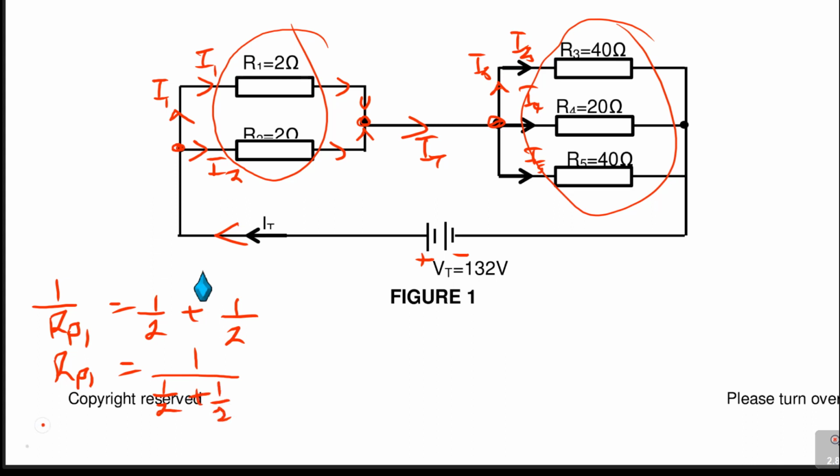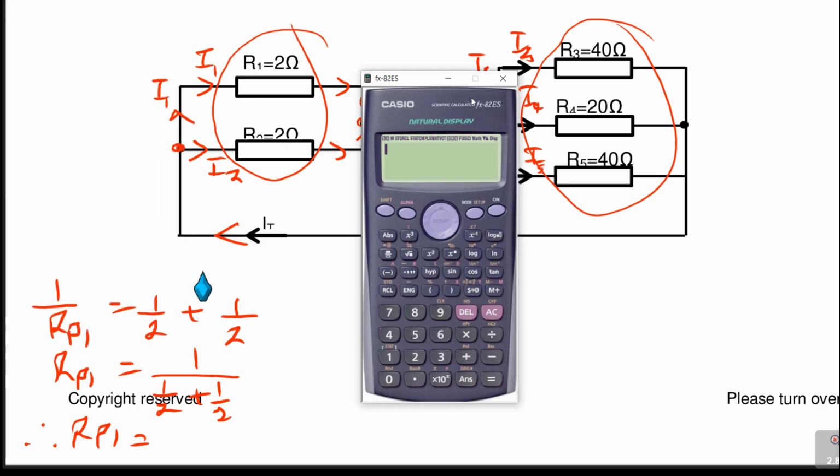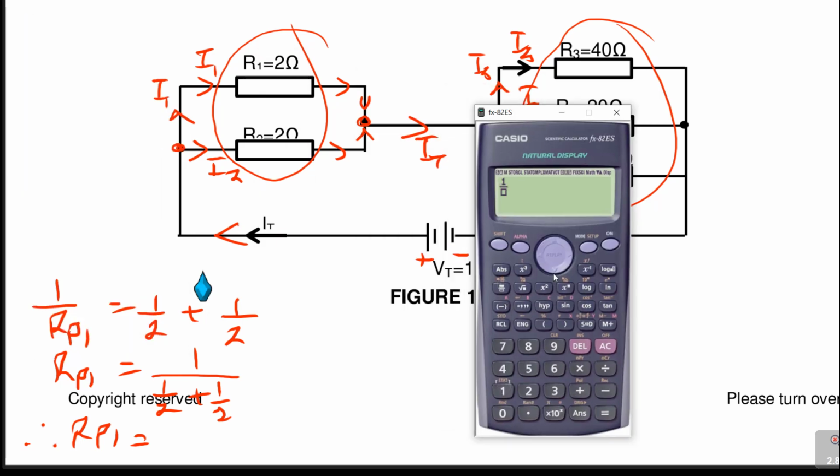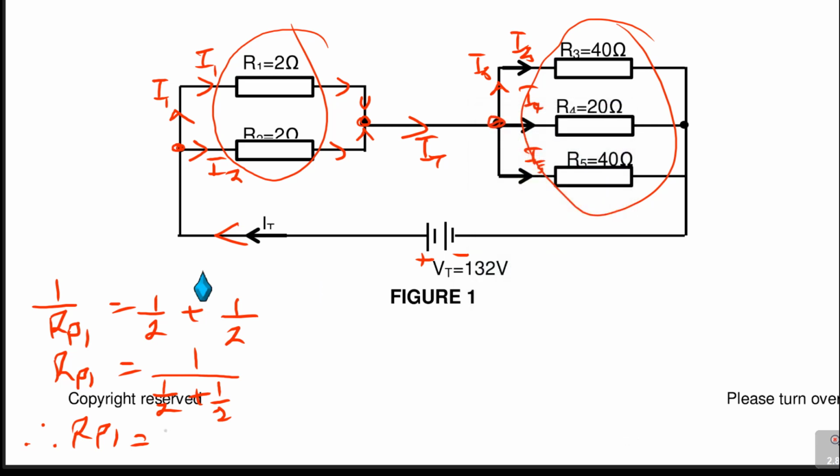So therefore, RP1 is equal to 1 over 2 plus 1 over 2. So it can give us the answer there. So let's see what it gives us in here. It's 1 over 2. Remember, I'm looking at the total resistance, plus 1 over 2. It will give me the final answer. It's 1. Actually, it's 1. So this is 1 ohm.